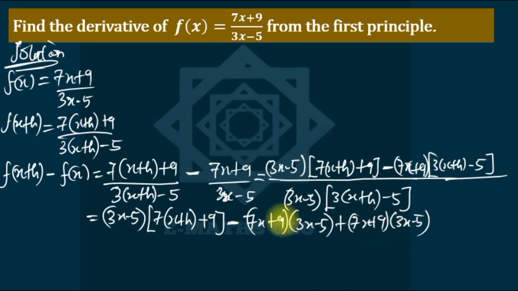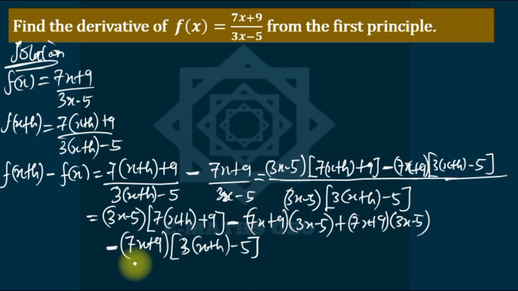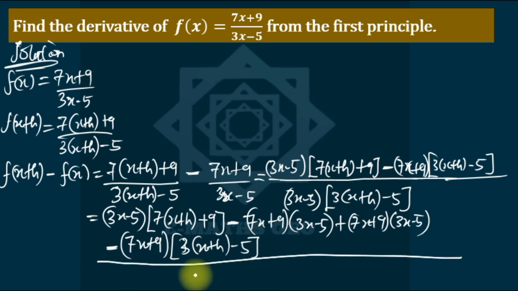So let's repeat this, minus, let's write down, minus 7x plus 9 times 3 times x plus h minus 5, all over 3x minus 5 times 3 times x plus h minus 5. So let's move to the next page.